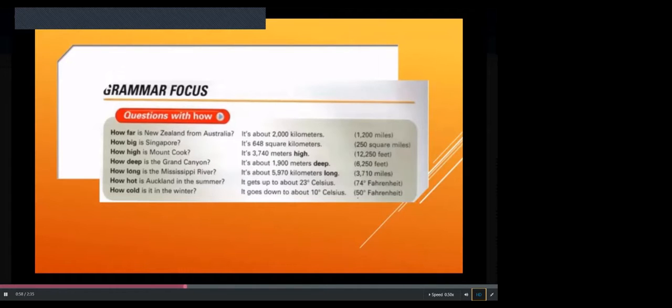How long is the Mississippi River? It's about 5,970 kilometers long, 3,710 miles. How hot is Auckland in the summer? It gets up to about 23 degrees Celsius, 74 degrees Fahrenheit. How cold is it in the winter? It goes down to about 10 degrees Celsius, 50 degrees Fahrenheit.